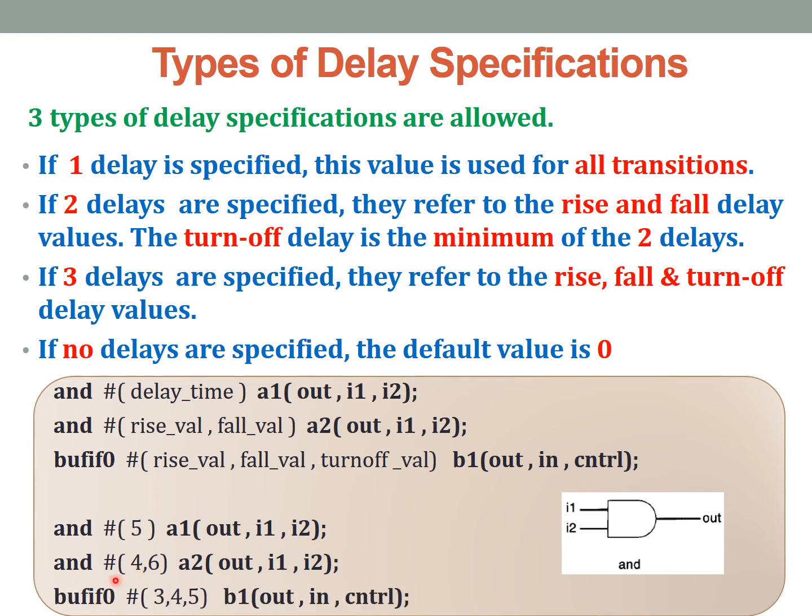And the last case matching to this example here. So we have the bufif0 #(3, 4, 5) B1 and its input output listed. So in this case the first number refers to the rise delay, the second number refers to the fall delay and the third number refers to the turn off delay. So these are the different ways in which delays can be specified in Verilog.